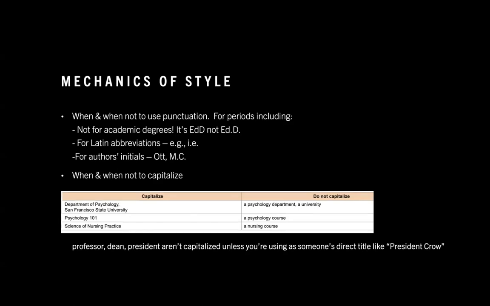because that's what APA says. I don't even know why, but that's what APA says. So you would capitalize President Crow, but you would not capitalize Michael Crow, comma, the president of Arizona State. You would not capitalize president in that phrase.